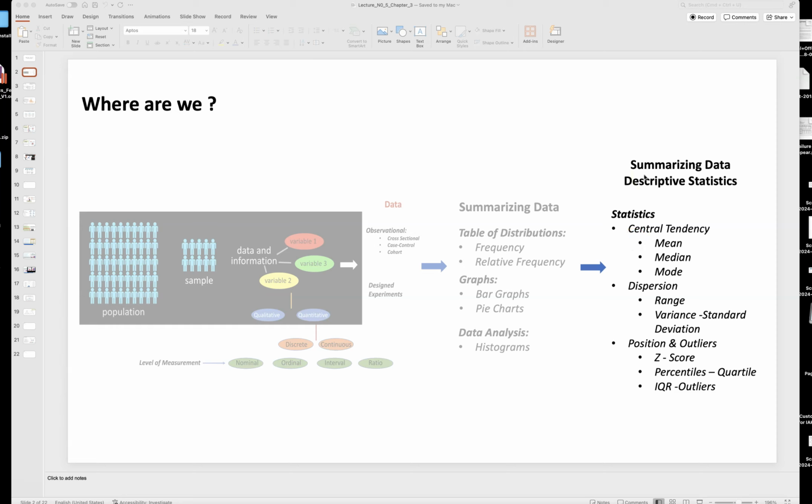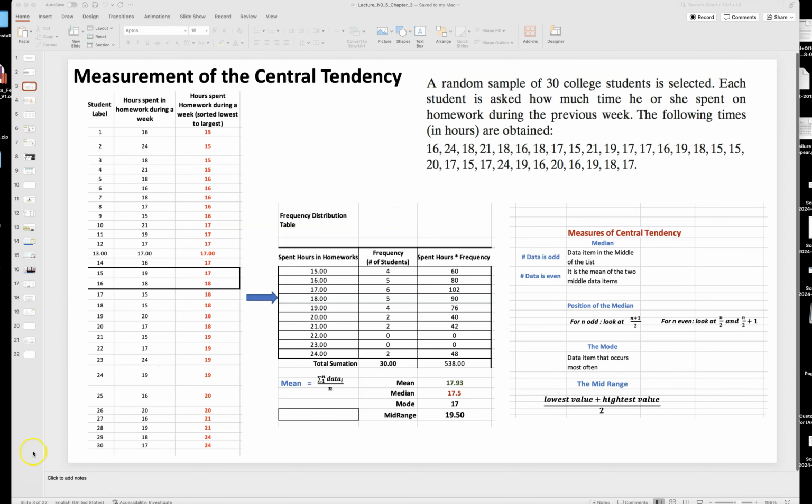So when we summarize data, what we want to do is learn about data that is coming from a sample that we took from a population. And there are descriptors, and that's why this is called descriptive statistics, that explain or give us ideas about what the data is telling us. Those descriptors are summarized.